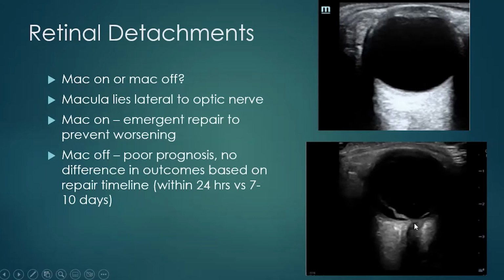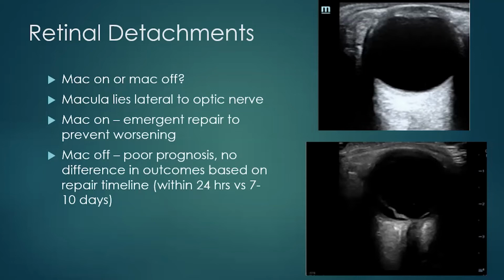The importance of the evaluation is whether you think the macula is on or if the macula is off. The macula is, of course, where we get our best visual acuity. If the macula is still on, this becomes a time-sensitive emergency. This is the one where you want to call ophthalmology. This patient needs emergent repair to prevent any worsening of the tear and further morbidity with vision loss in that eye.